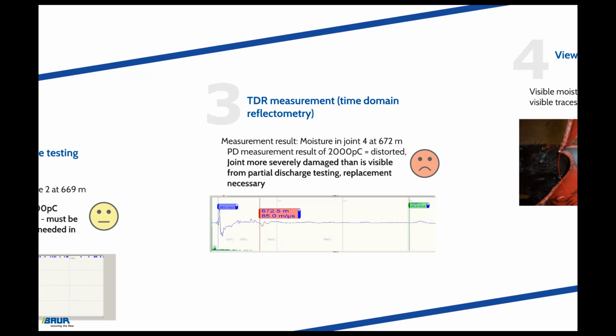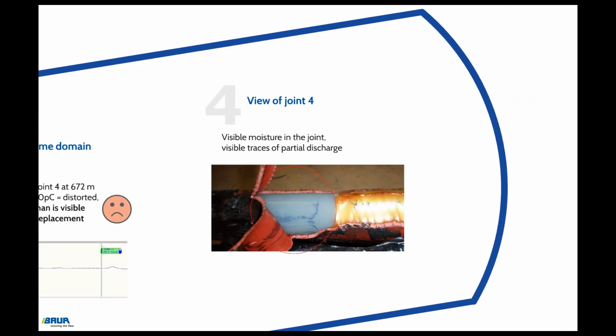The joint is more severely damaged than can be seen from the partial discharge testing and should be replaced immediately to prevent a failure during operation. The subsequently exposed joint exhibits clear traces of partial discharges as well as moisture. The decision to replace the joint immediately was therefore appropriate.